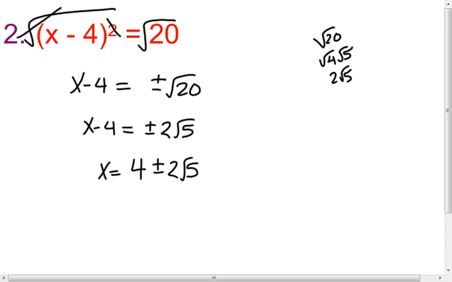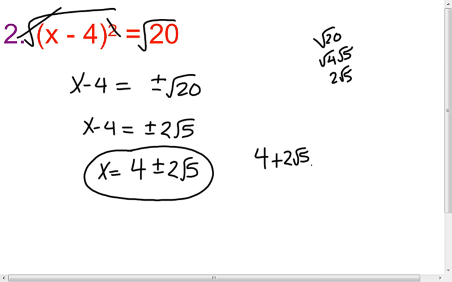I'm fine, for me, if you leave your answer like this, okay? Accelerated math probably will give it to you like this: 4 plus 2 root 5 comma 4 minus 2 root 5. So they will probably list them separately like that, but it means the same thing, okay?